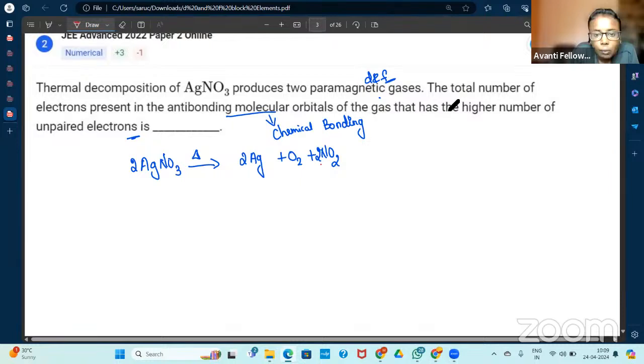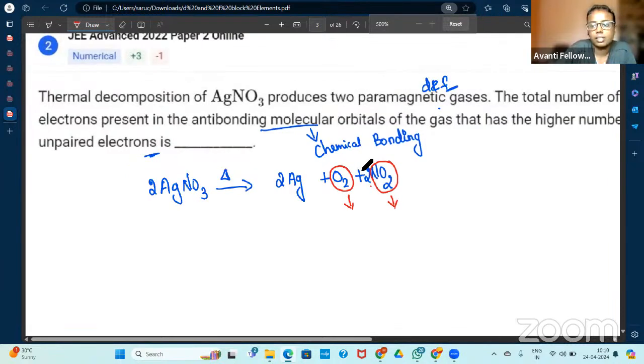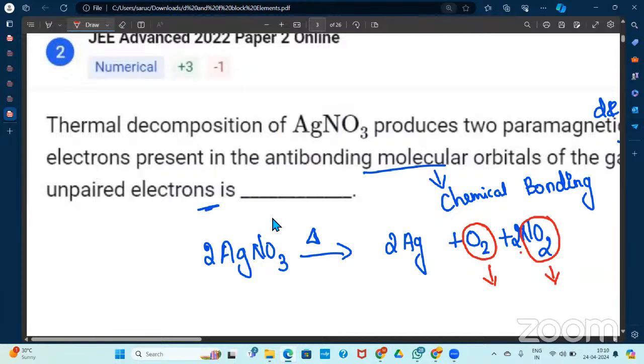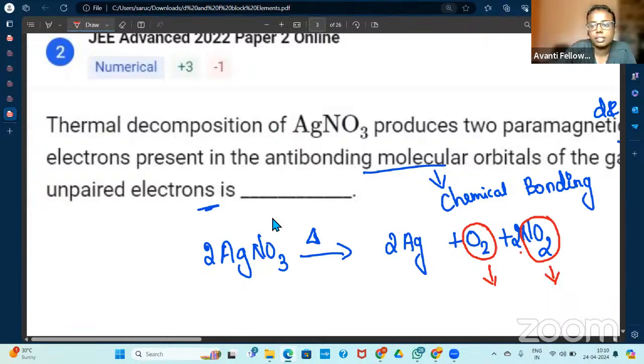The question asks for the total number of electrons present in the anti-bonding molecular orbital of the gas that has the highest number of unpaired electrons. Now, are they both paramagnetic or diamagnetic? Tell me, is O2 paramagnetic or diamagnetic? Diamagnetic? Do you remember?